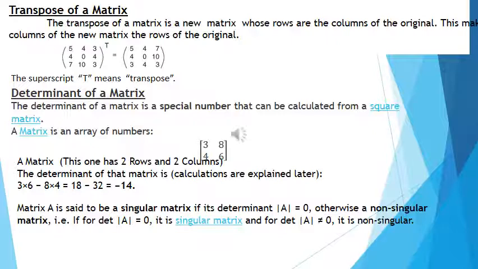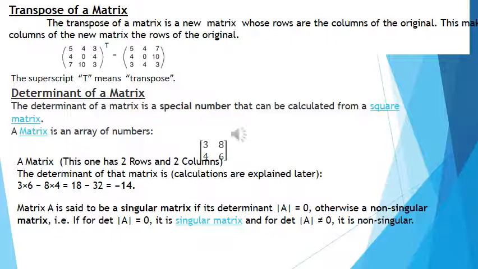Determinant. Next we are going on to determinant. The determinant of a matrix is a very important thing, so how to find the determinant of a matrix. Now I have given an example for a 2 by 2 matrix here. The determinant of a matrix is a special number that can be calculated from a square matrix. Only for a square matrix can we find the determinant. A matrix is an array of numbers. So 3 8 4 6. This is the determinant I am going to find out for this 2 by 2 matrix.